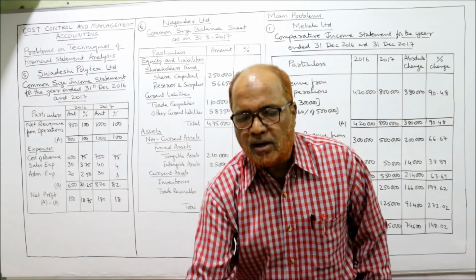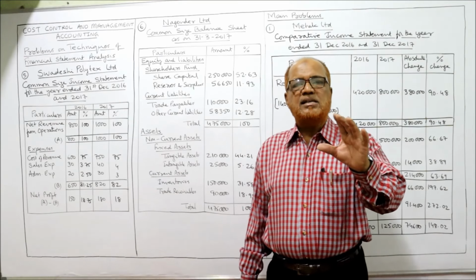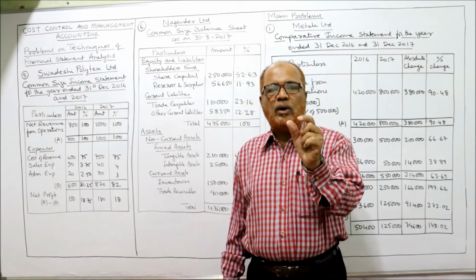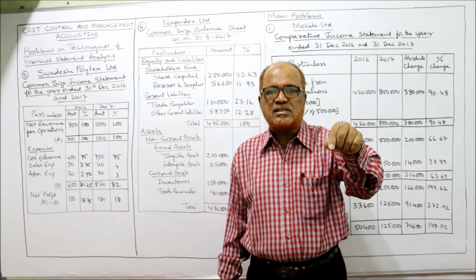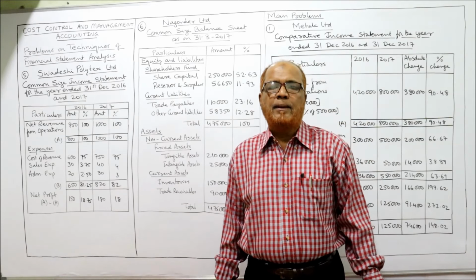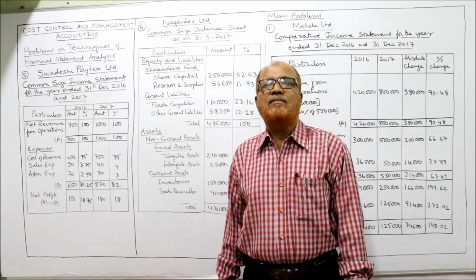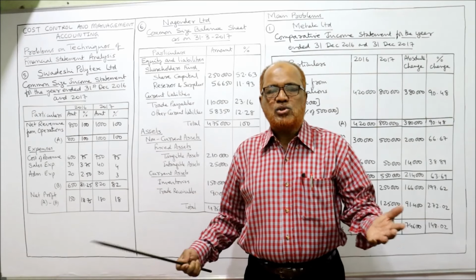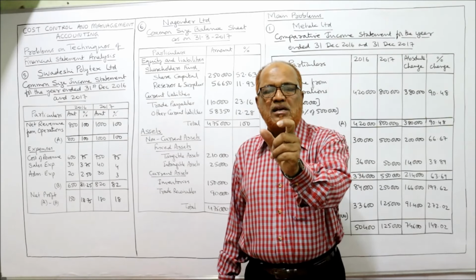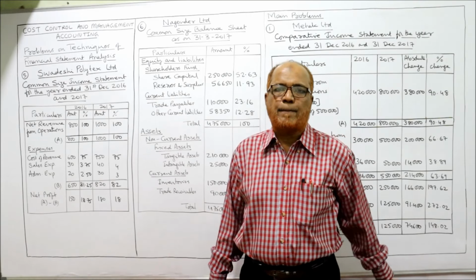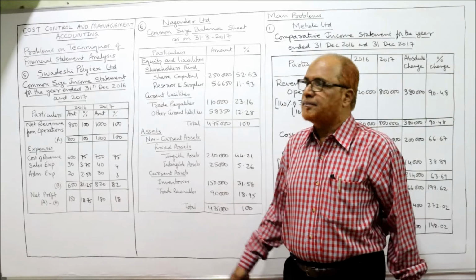Now, first time we are going to do the problem on common size income statement. Common size income statement will take one of the values as base and express all other values as a percentage of that base. For example, in an income statement the base is always sales, that is revenue from operations. Sales or revenue from operations mean the same. So revenue from operations will be taken as base and for that base it is 100%. Now express all other items as a percentage of the base.